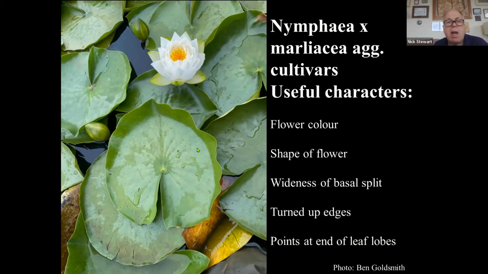And the characters that are used to separate them are the shape of the flower. Some of them are quite bowl shaped, but other ones have longer petals and look more star shaped. The amount of split, how wide the gap is between the lobes here, and whether the leaves turn up at the edges is sometimes a distinctive character. You'll see also here at the base of the lobes of the leaf, there's a little cusp sticking out, and that's also a character that helps to separate the different types.